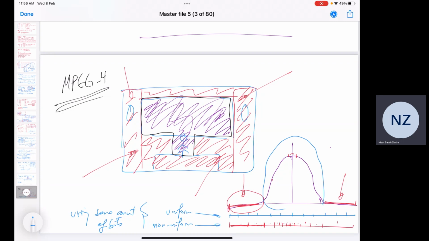The blue one, more or less, is a dumb scheme, because here it is consuming resources on something that is not changing. Is this idea clear? So this is the point behind uniform quantization and non-uniform quantization.